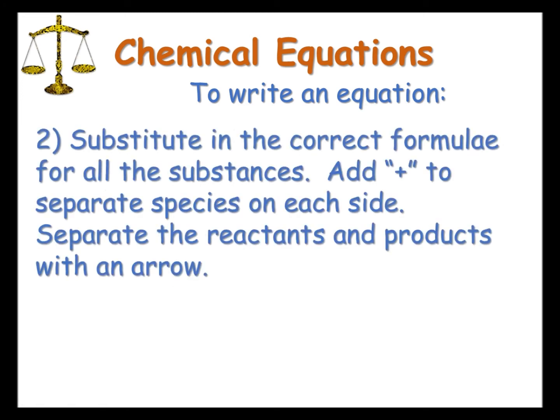So the second step in our process is to substitute in the correct formula for all of these substances. So you essentially translate your words, take those words and put them into the symbol form. Also, you're going to add the plus sign to separate your species on each side and separate reactants and products with an arrow. So an example of this, remember we said it was sodium and chlorine. Sodium and chlorine combine to form sodium chloride.